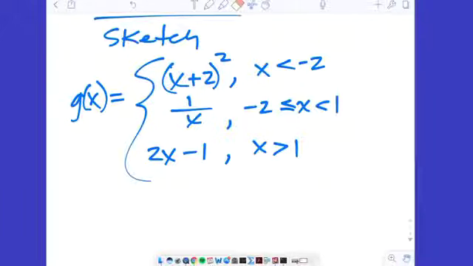So remember, the way you read a compound inequality is from the inside out. You say that x is greater than or equal to -2 and less than 1. And then at 1, it switches to the line and becomes the line forevermore.